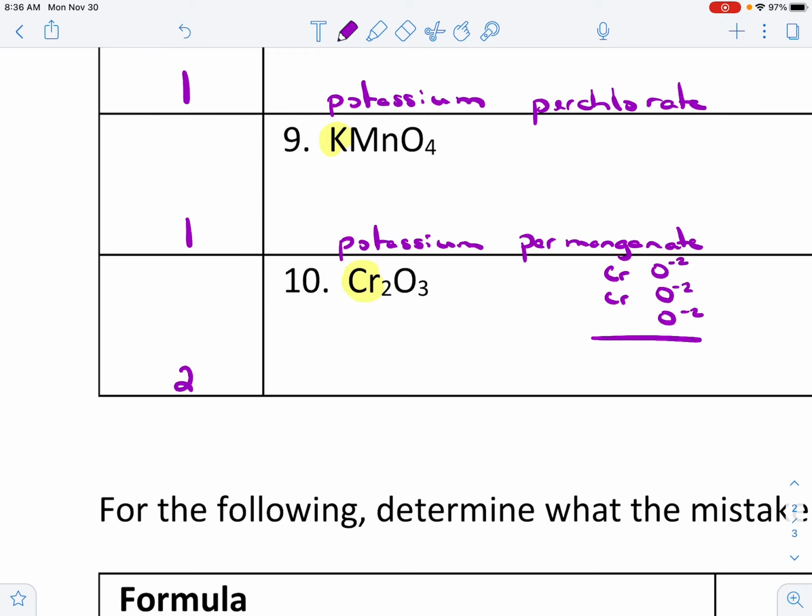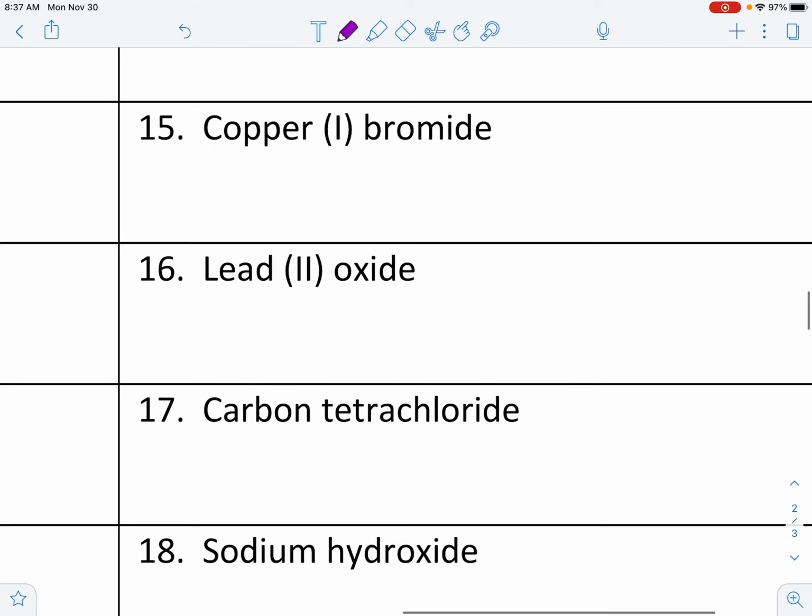If each O is -2, that would be -6, right, if we add up our charges. So this has to be +6. So what times 2 gives me +6? That would be +3. So each Cr is +3. So we're going to say chromium(III) oxide. Okay? Awesome. Keep rolling.